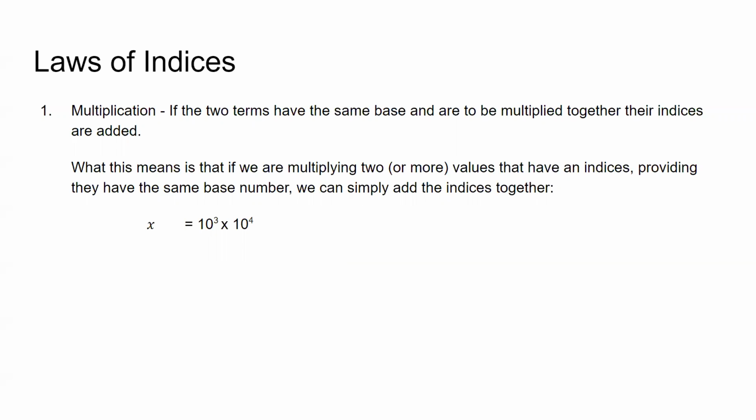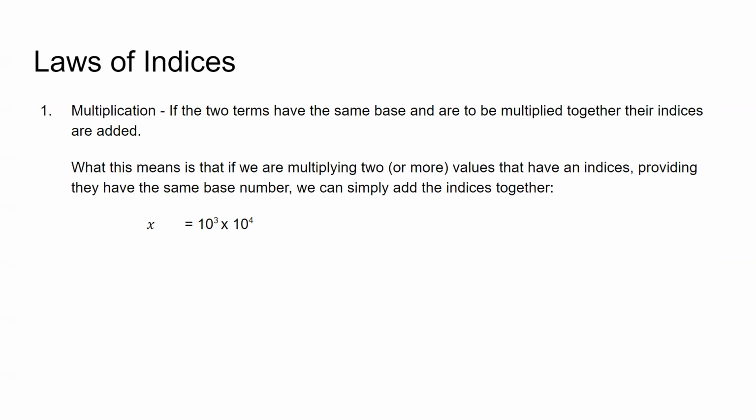We're going to start with number 1, which is multiplication. If the 2 terms have the same base and are multiplied together, their indices are added. What this means, if we're multiplying 2 or more values that have an indices, providing they have the same base number, we can simply add their index numbers together.